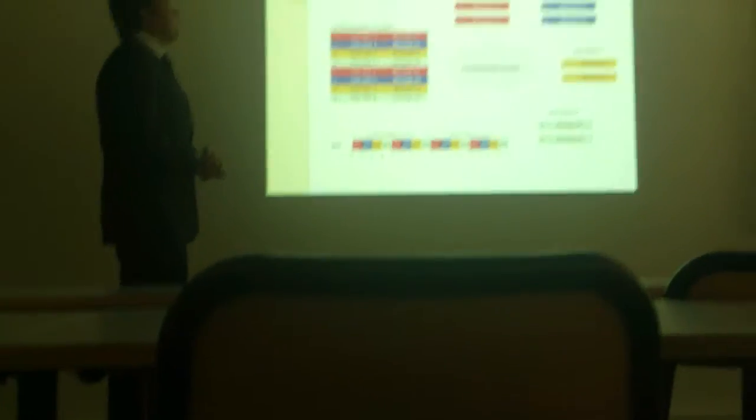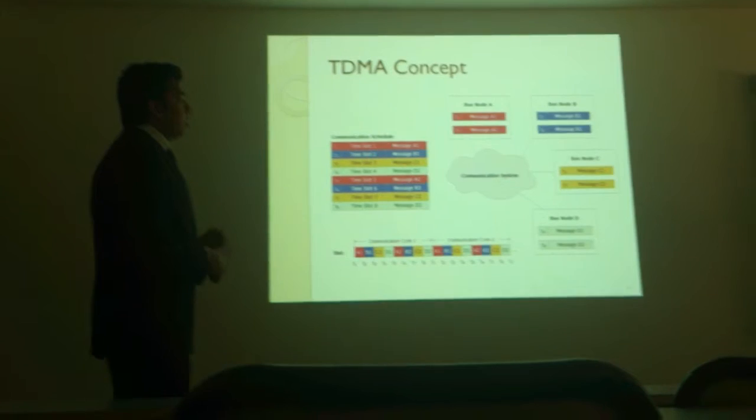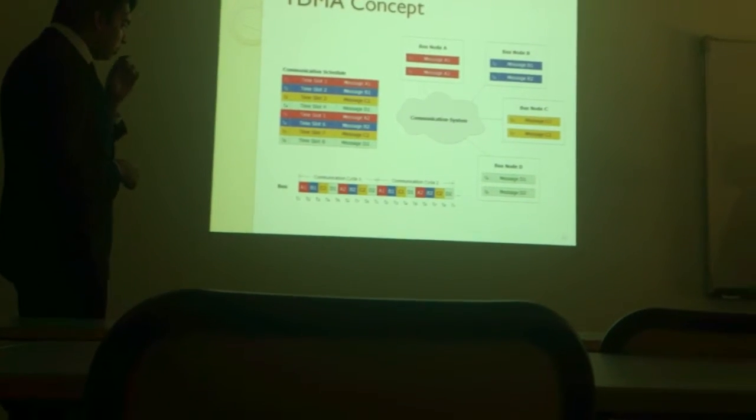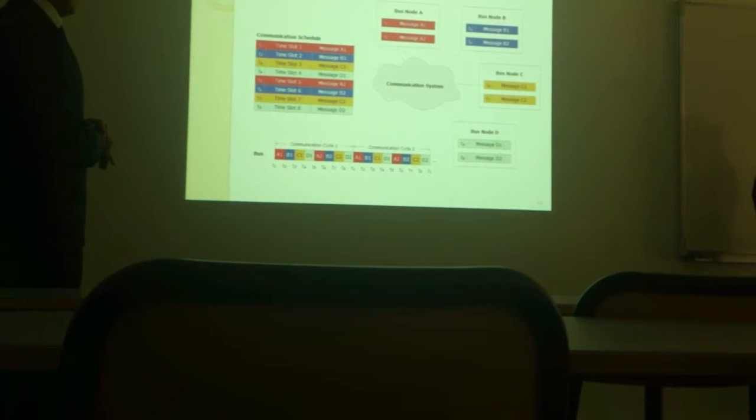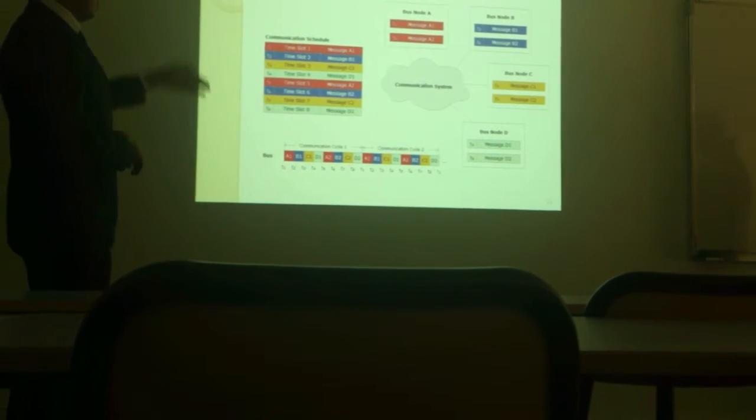This is just a graphical representation of the TDMA concept, which consists of 4 nodes, A, B, C, D, which are assigned specific time slots. And in this, we can see that each node is transmitting 2 messages at a particular time.